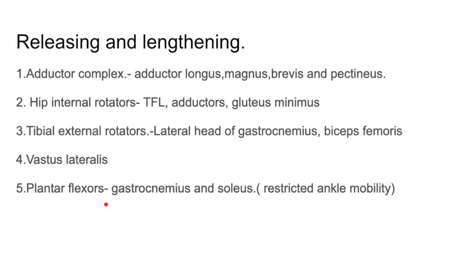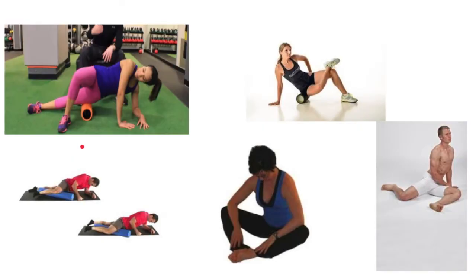The plantar flexors have to be released only if there is restricted ankle mobility, or else you can just stick with the other four components. In this video, I will show you the basic releasing techniques for the adductor complex and the hip internal rotators. In my previous video, I showed you how to release the tibial external rotators and the plantar flexors. To release the TFL, the glutes and your adductors, you can use your foam roller. You can use it to release the ITB, the glutes, and the adductors. Then you can stretch your adductors with the butterfly stretch.